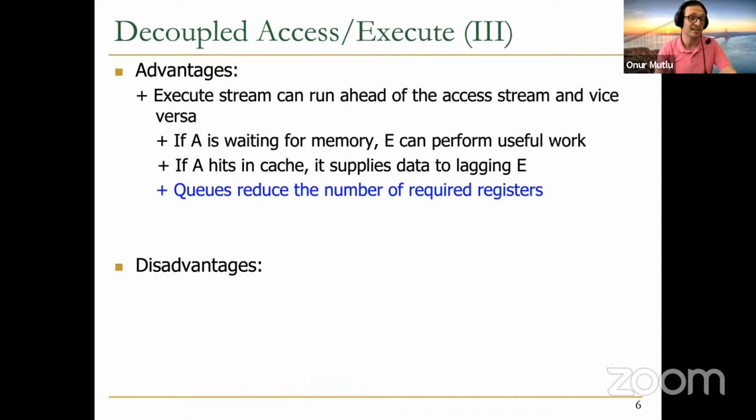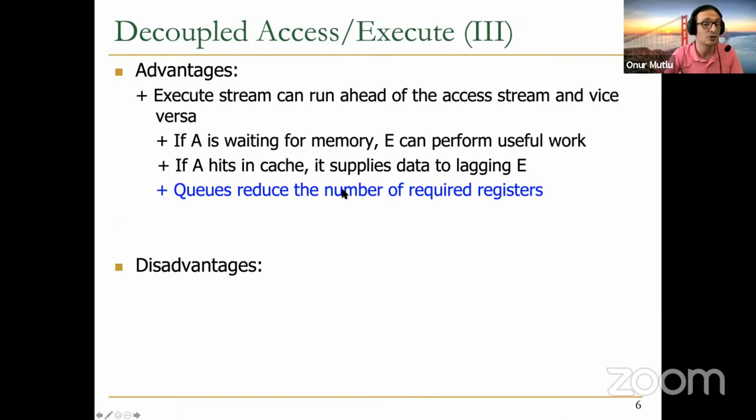So the big advantage is the execute stream can run ahead of the access stream and vice versa. If the access processor is waiting for memory, the execute processor can perform useful work. If the access processor, for example, hits in the cache and it's not waiting for memory, it supplies the data to the lagging execute processor. Usually the memory accesses take longer, so usually execute can perform useful work, independent instructions, while the access processor is waiting, basically.